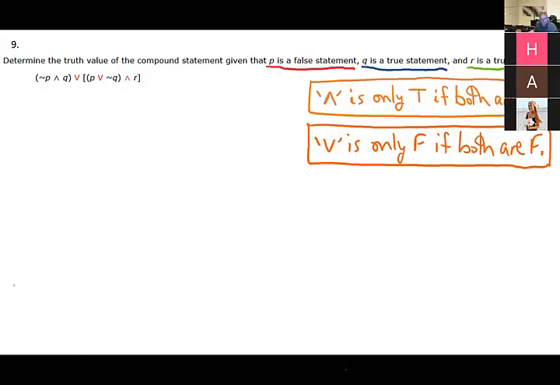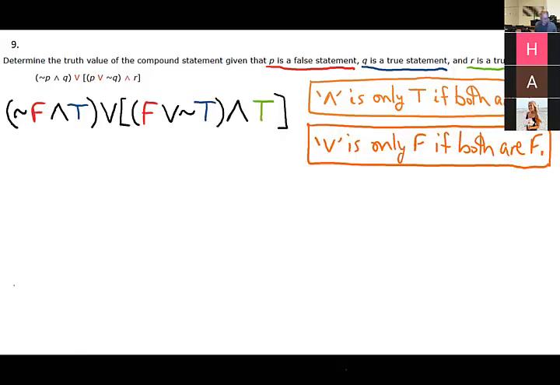They told you that P was false. I'm going to literally plug an F in for P. They told you that Q was true, so I'll literally plug a T in for Q. They told me that R is true, so I'll plug a T in for R as well. If you do that, you get that.